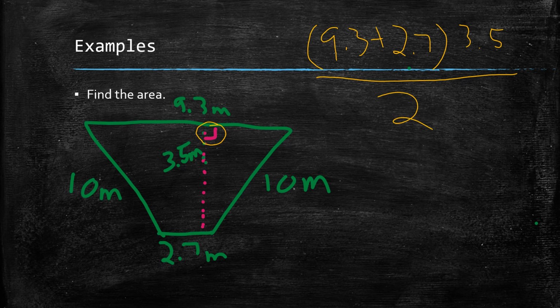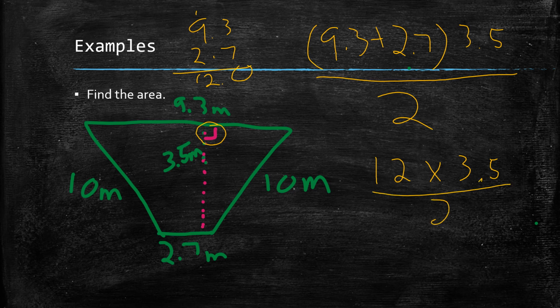Okay, so I go to add this. 9.3, 2.7. That equals 12.0, so I'm just going to leave it at the 12. I'm still multiplying by the 3.5. Shouldn't be looking like a comma. Let's try that again. 3.5. That's the best I got there. We're going to divide this by 2.